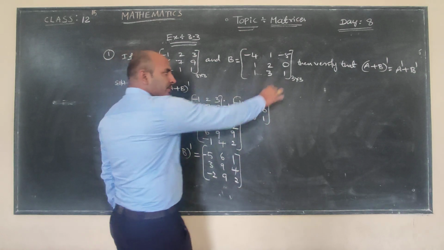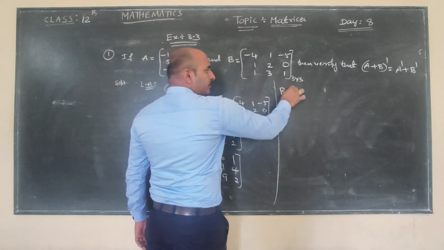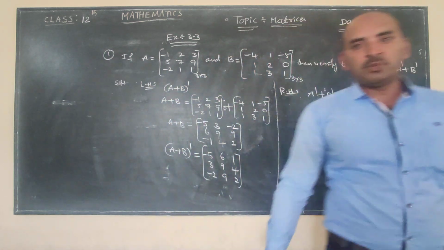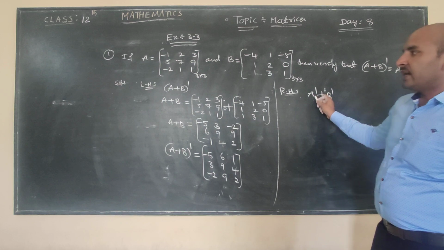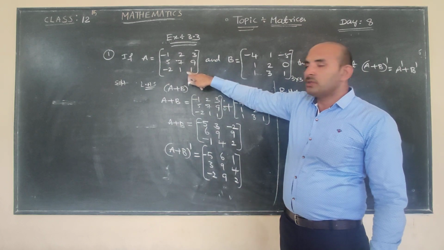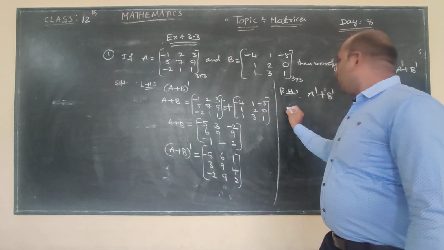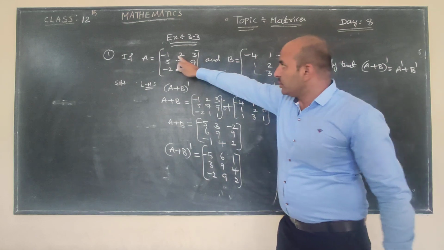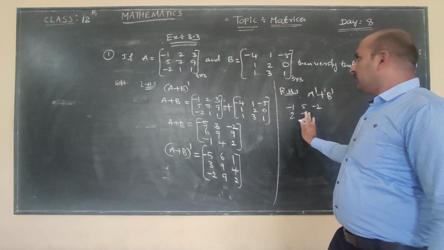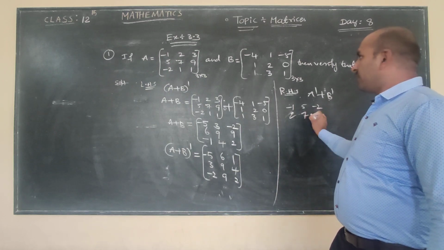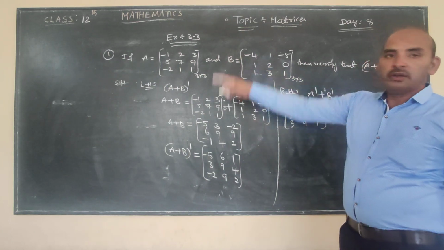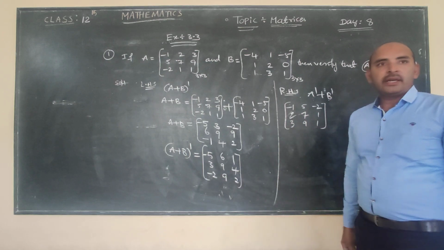Now coming to the RHS. RHS means A transpose plus B transpose. What is A transpose? This is the capital A matrix; writing it as a transpose matrix gives A transpose. So rows into columns: minus 1, 5, minus 2. Then 2, 7, 1, 3, 9, 1. This is A transpose.